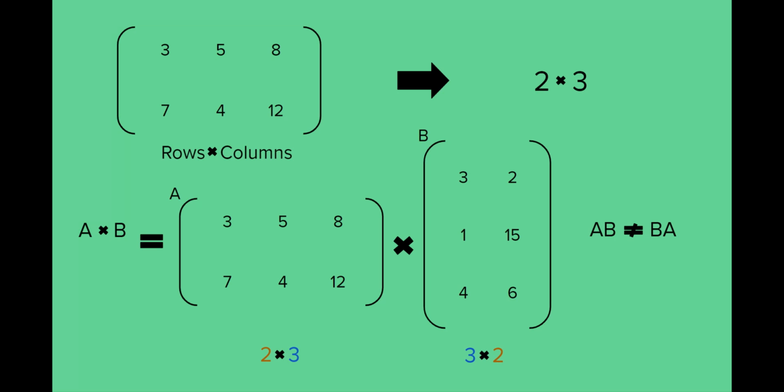An important thing to note is that AB is not equal to BA, because if we were to reverse the order in which the matrices were multiplied, in this example here, instead of having a 2 by 2 matrix as the resulting matrix, we would instead have a 3 by 3.